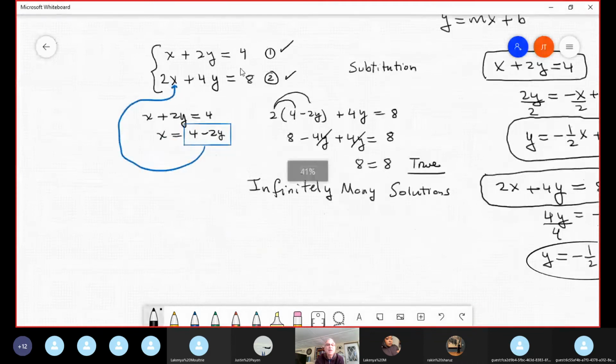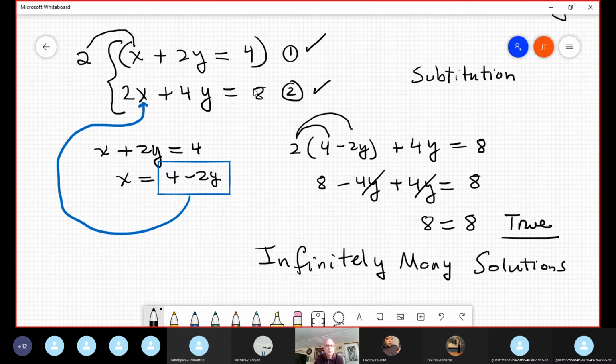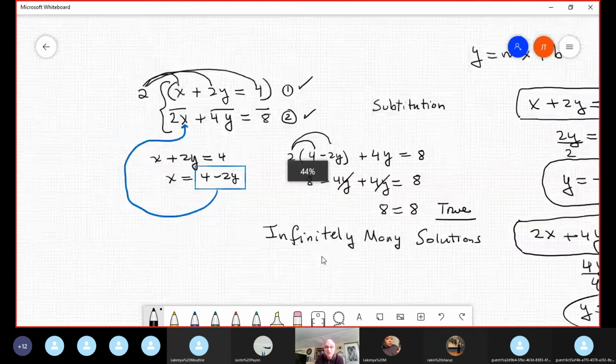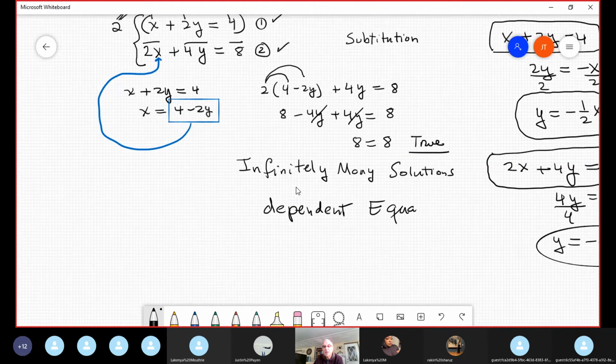Look at that, beginning. If you multiply the entire equation 1 by 2, 2 times x is 2x, 2 times 2 is 4, and 2 times 4 is 8. And you obtain directly the equation number 2. When this situation happens, that means that this equation is the same. That means that this equation is called dependent. Dependent equation. And when you have dependent equation, we have infinitely many solutions.